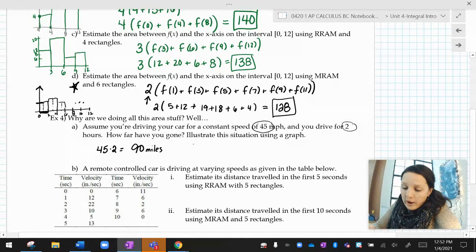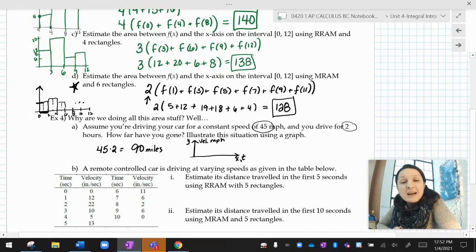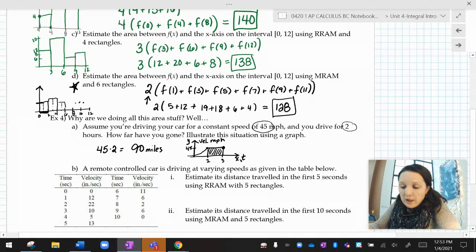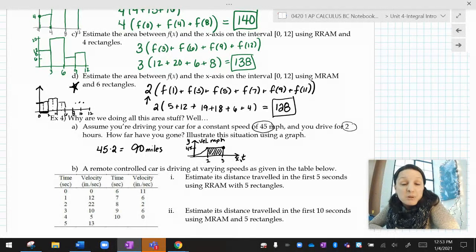What does that mean for a graph? It means, what if your y-axis represents your velocity in miles per hour and your x-axis represents time? If I drive for 2 hours, let's say that's from hour number 1 to hour number 3, and I'm getting up to speed here, and then I set my cruise at 45 miles per hour. If this is 45, the area under the velocity graph will give you your distance traveled. Technically, it gives you displacement, but if velocity is always positive, it'll get you your distance traveled.